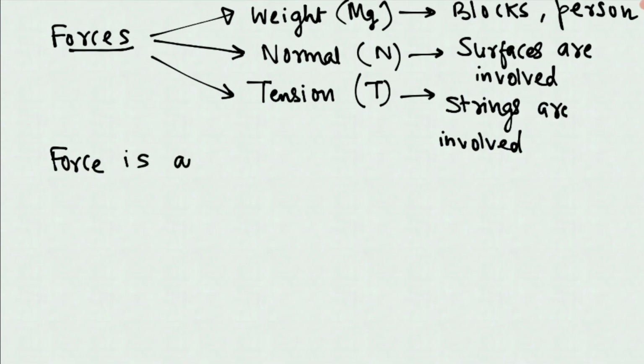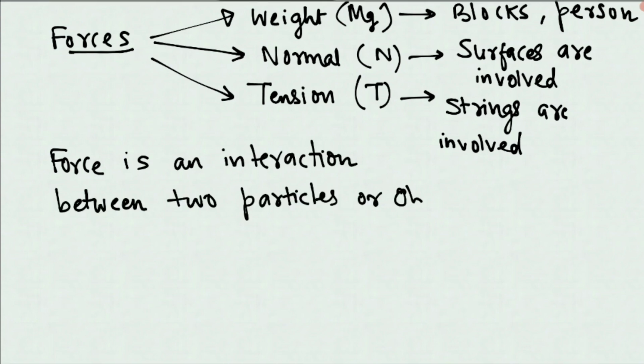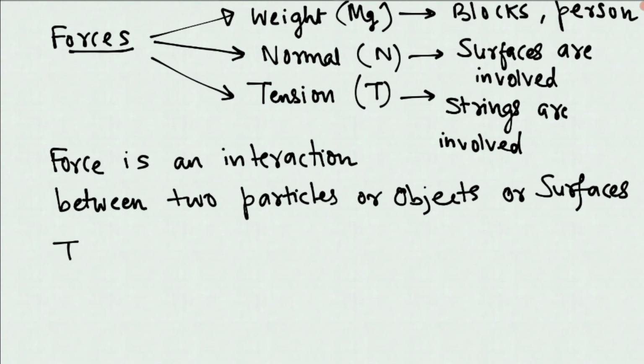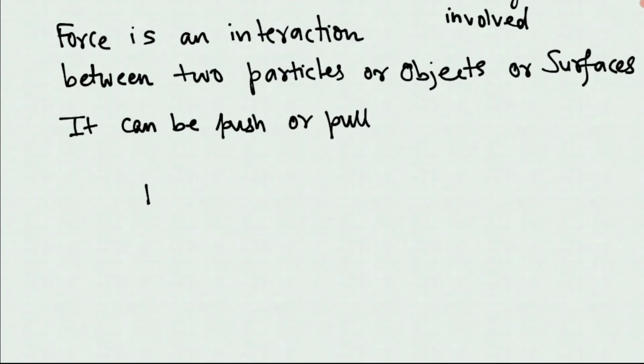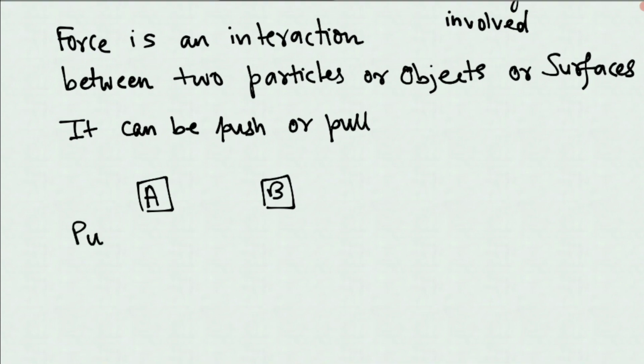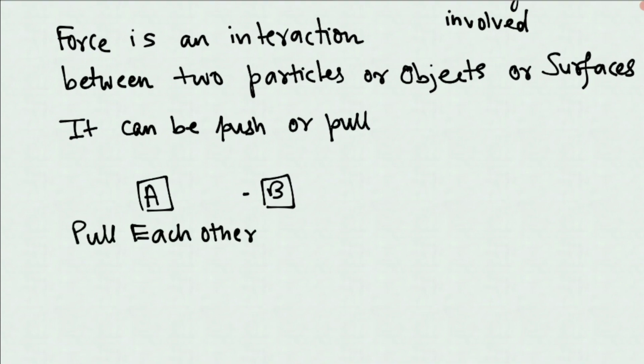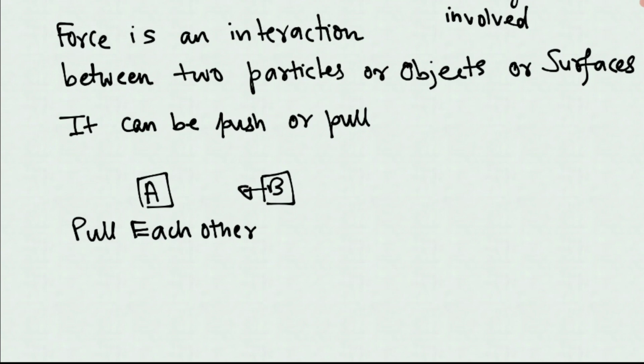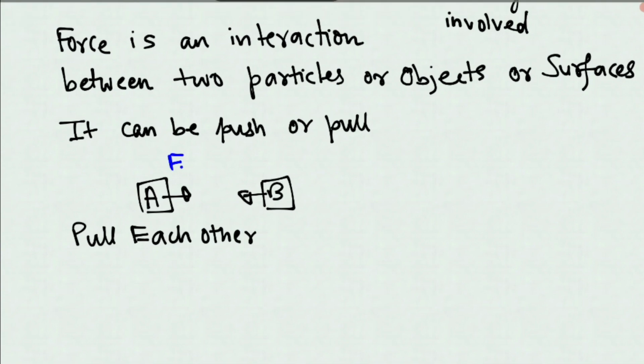Force is an interaction between two particles or objects or surfaces. The force can be pull or push. Suppose two objects A and B are there and they are pulling each other. So how to represent the forces? A is pulling B, so the direction of force on B will be towards A, and direction of force on A due to B will be towards B. So we can represent these forces as force on A due to B and force on B due to A.